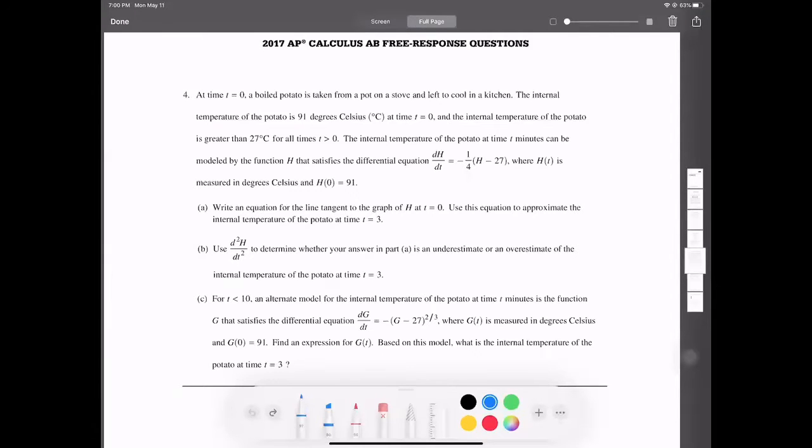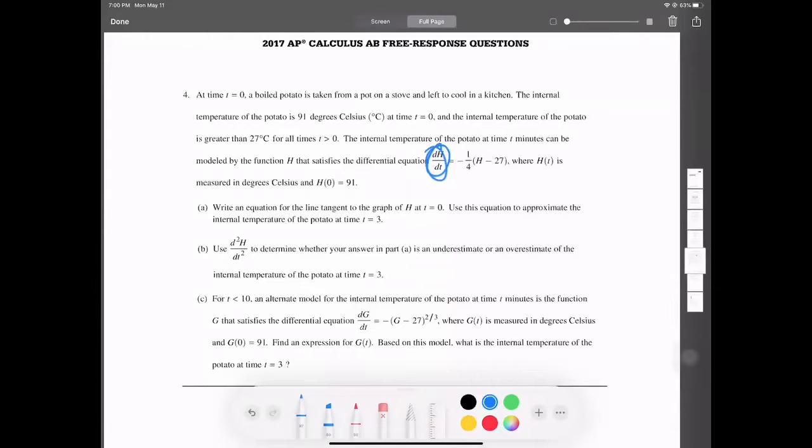2017 question, part C. For B. Okay, so d squared h over dt squared. The idea is this is the second derivative, and we know this because this guy here is my first derivative, and squaring everything refers to our second derivative, that's just what they want us to do. So use the second derivative to determine whether the answer in part A is an under or overestimation of the internal temperature.